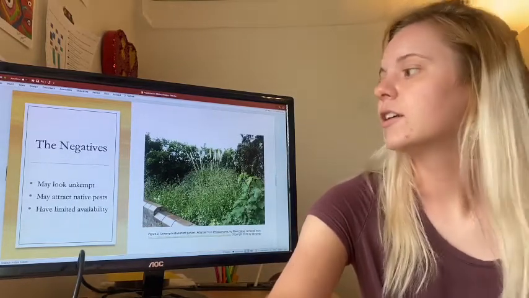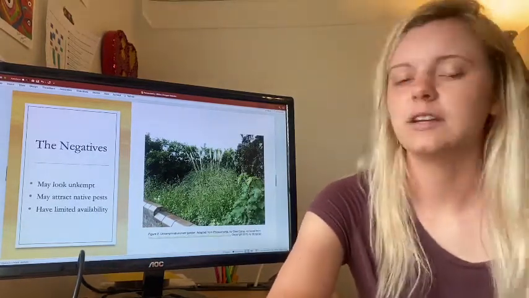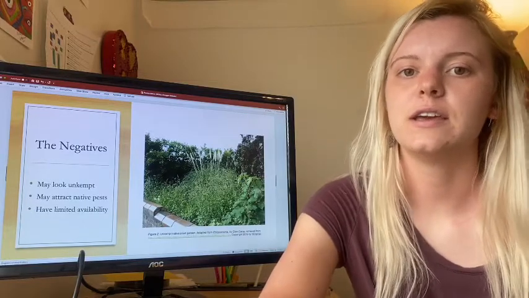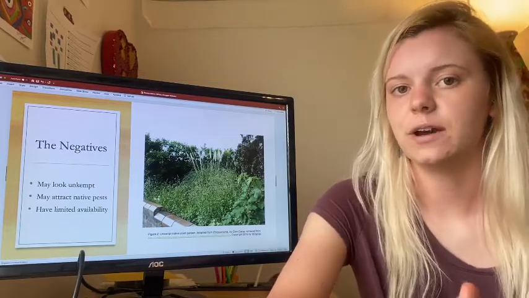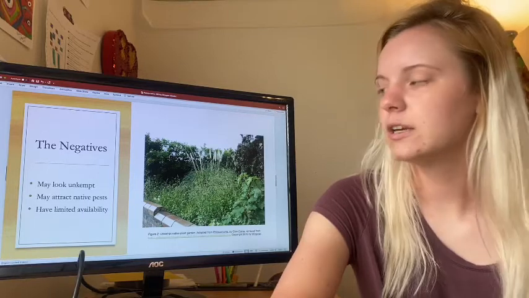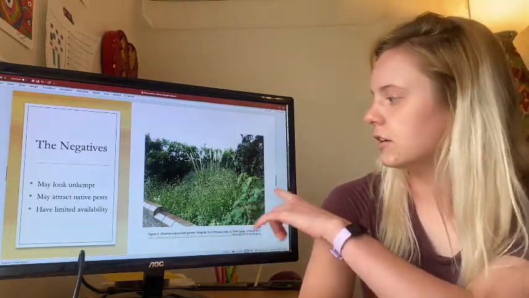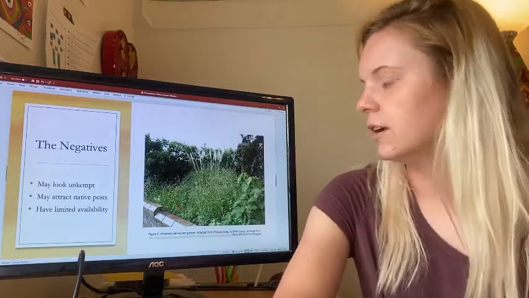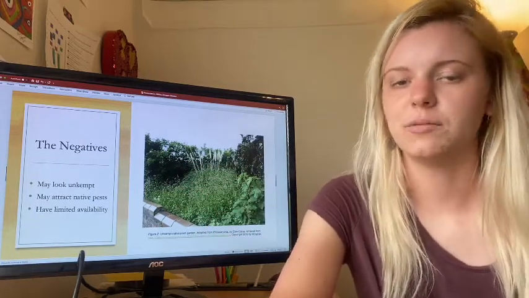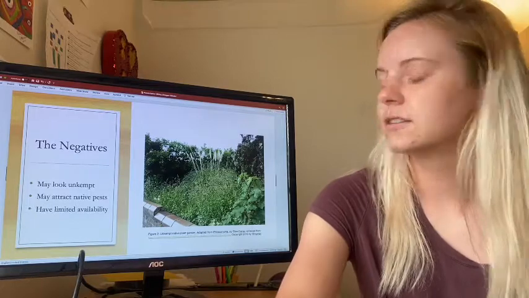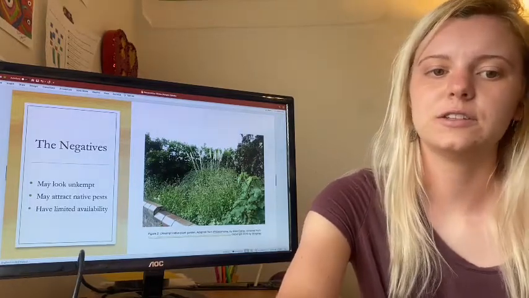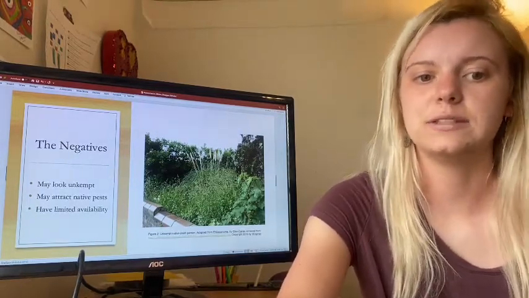So on one side are the negatives, and with the aesthetic appeal of native plants is that they may look unkept because they do have that very natural look to them. So they thrive in the environment that they're in, and you can see in this picture here, they just kind of take over and do whatever natural looking growth they want to do. So some clients of landscape designers do not like this look and find it unaesthetically pleasing.